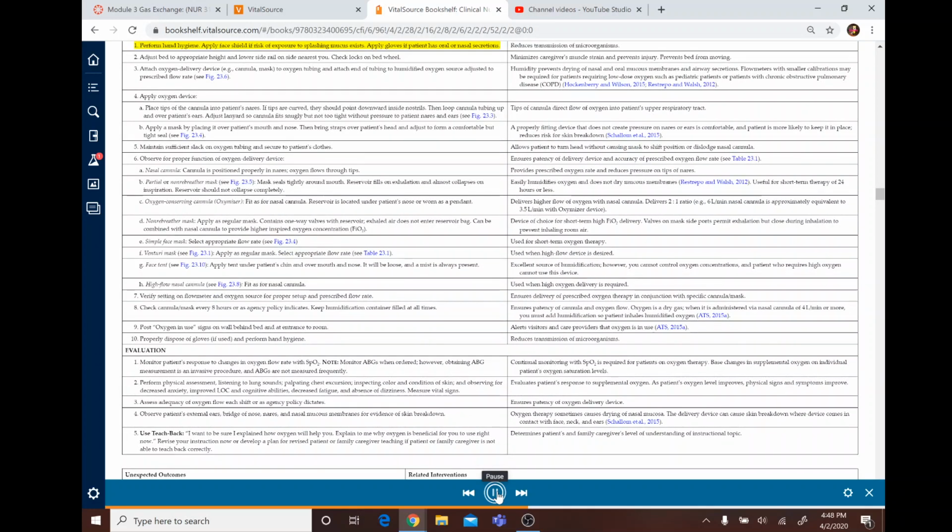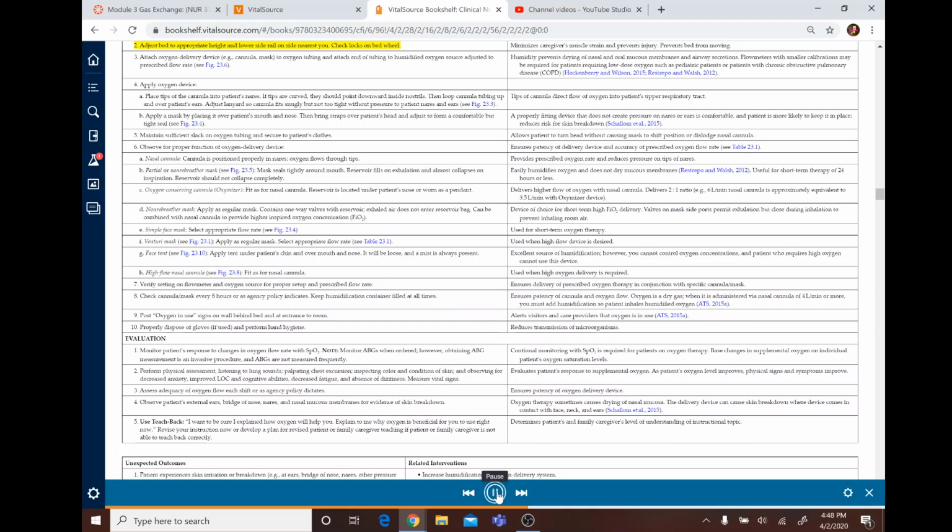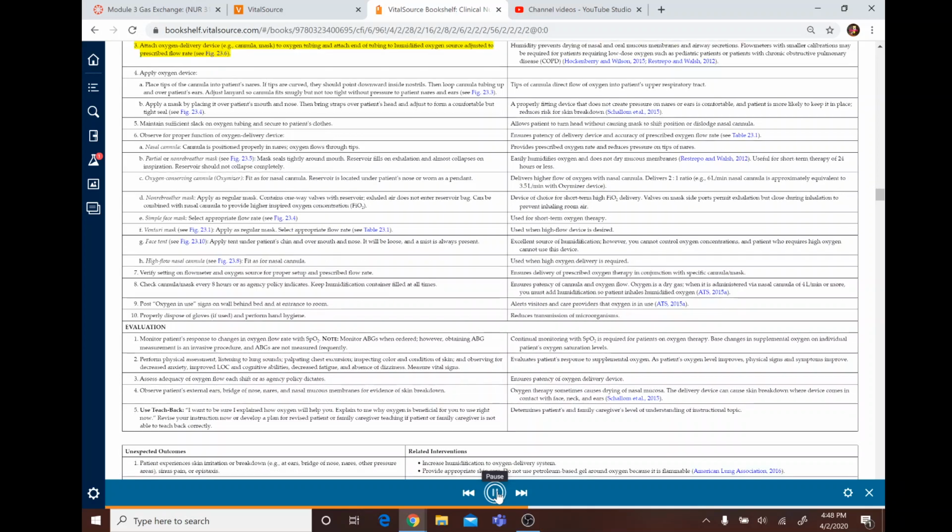Implementation. 1. Perform hand hygiene. Apply face shield if risk of exposure to splashing mucus exists. Apply gloves if patient has oral or nasal secretions. Reduces transmission of microorganisms. 2. Adjust bed to appropriate height and lower side rail on side nearest you. Check locks on bed wheel. Minimizes caregiver's muscle strain and prevents injury. Prevents bed from moving.